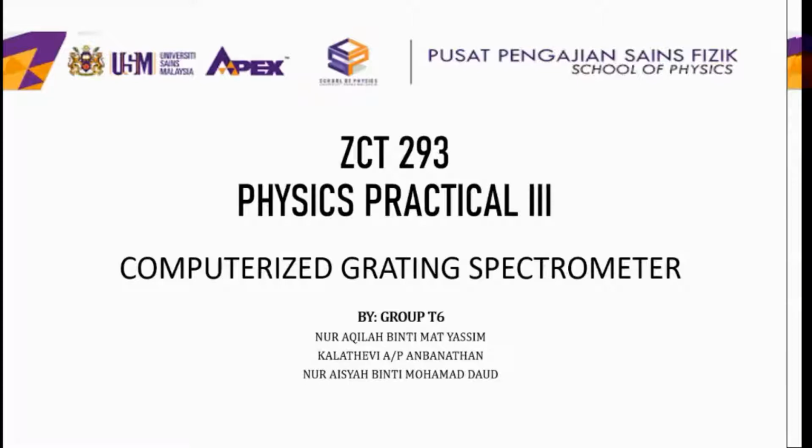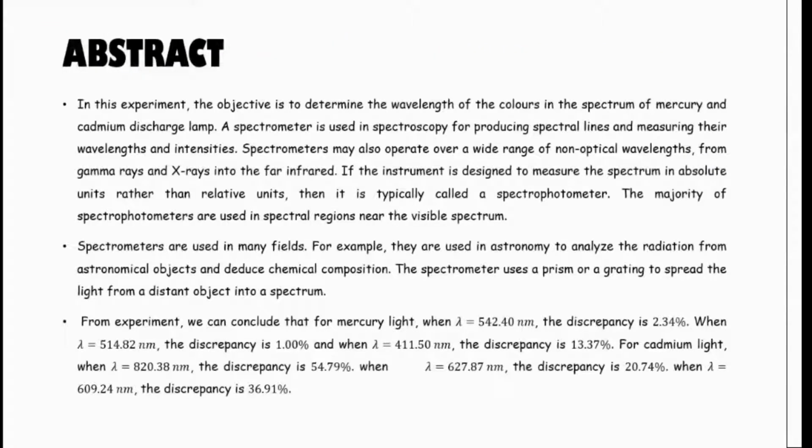Lab report, Computerized Grating Spectrometer. Abstract. In this experiment, the objective is to determine the wavelength of the colors in the spectrum of mercury and cadmium discharge lamp. Spectrometers are used in many fields. For example, they are used in astronomy to analyze the radiation from astronomical objects and deduce chemical composition. The spectrometer uses a prism or a grating to spread the light from a distant object into a spectrum.